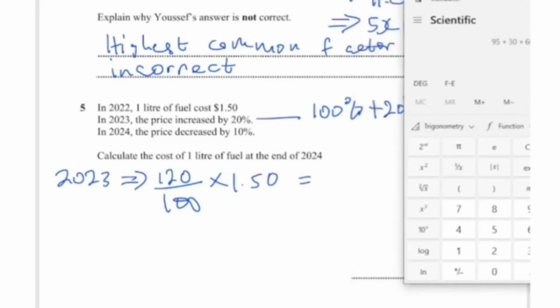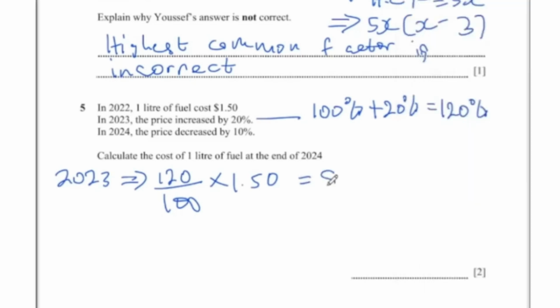So we come up here, we say that 120 divided by 100 is 1.2. So we have 1.2 times 1.5. That gives us $1.80. So this is what we'll get.